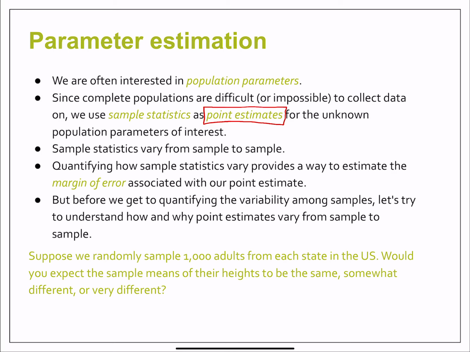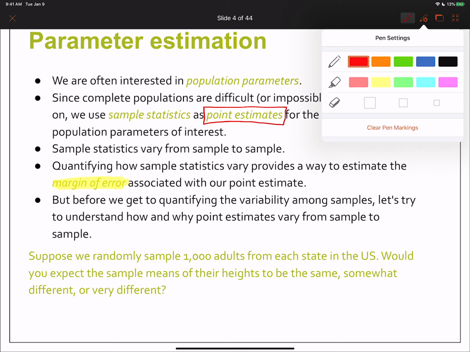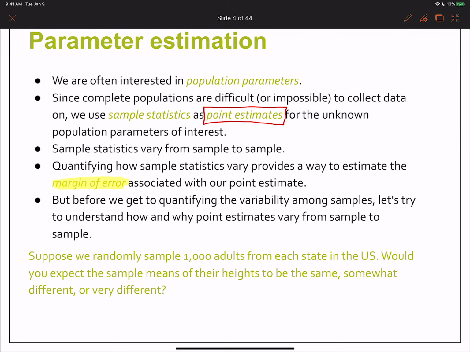Now, one of the ideas we want to introduce is what we call a margin of error. Basically, what our margin of error does is it tells us that we're pretty sure about our estimate, but we think it's between this and this. We're going to give ourselves some leeway, right?